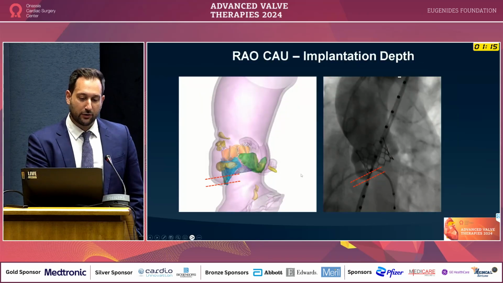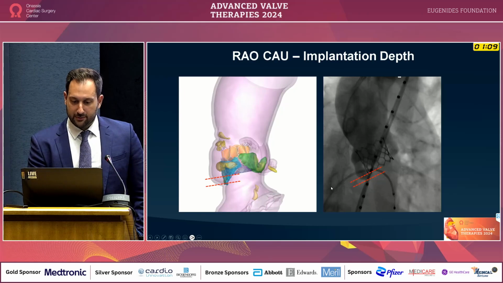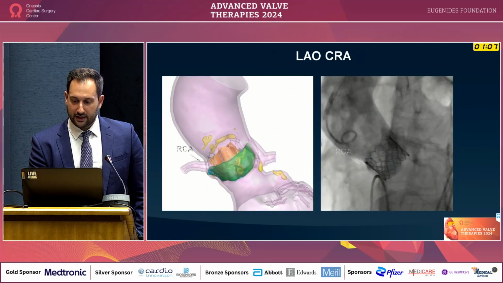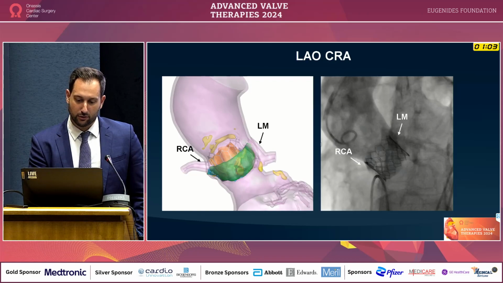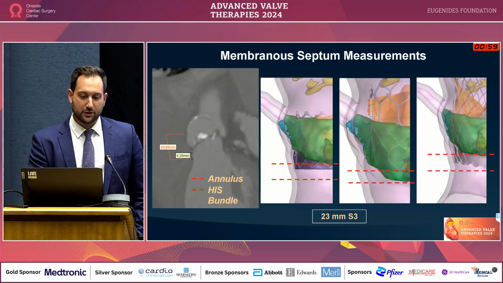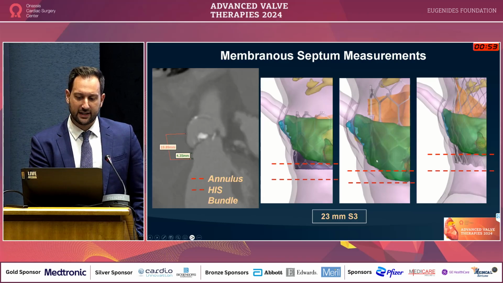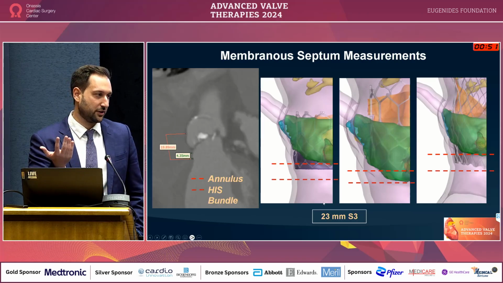And this is now based on the model I showed you earlier when we simulated the higher implantation, which correlates pretty well. And this is the LAO view. There's good flow in the RCA, good flow in the left main, no compromise. And these were also the measurements of the membranous septum. We had enough membranous septum length, especially with the high deployment. The valve is not even touching the area.